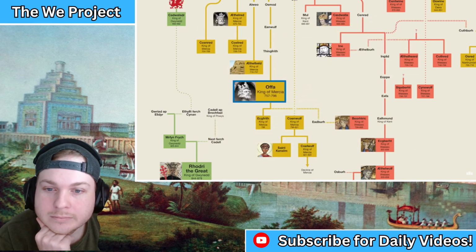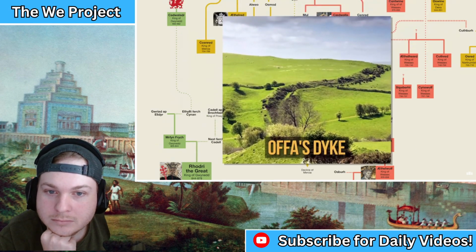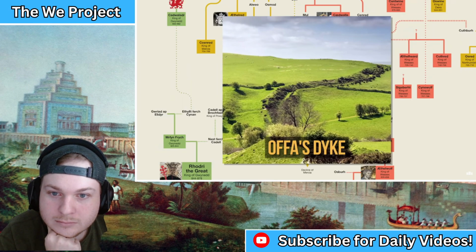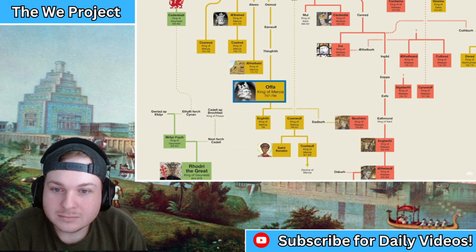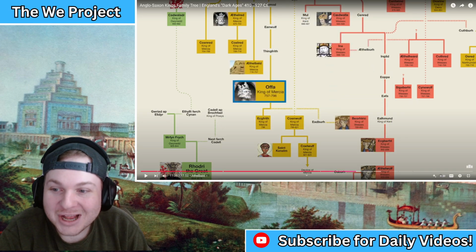Offa is also remembered for building Offa's Dyke, an 8-foot-high mound of earth that stretched 177 miles from the top of Wales all the way to the bottom, and to this day still roughly marks the border between England and Wales. That's pretty cool.